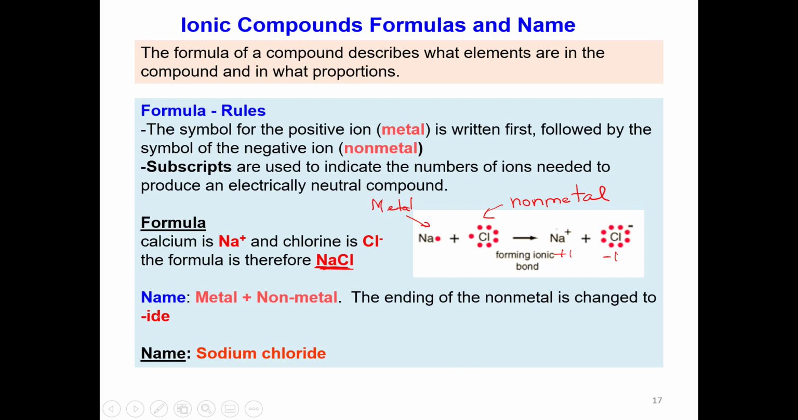This is how we can write the formula. Now how we will write the name of the compound. First we will write the name of the metal, just the name of the metal. In this case the metal is sodium, so we write sodium. Then we write the name of the non-metal, which is chlorine, but we change the ending of the non-metal to "ide." Then we write sodium chloride. And the name of the compound of this formula is sodium chloride.